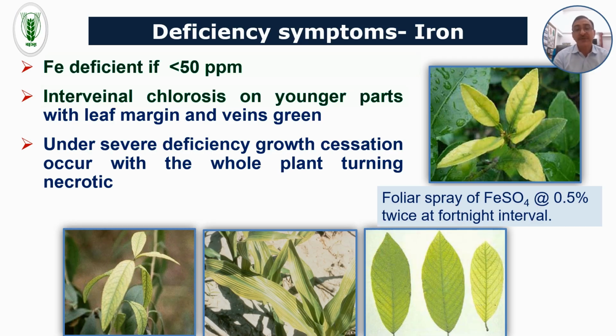We can see the leaf tip here for maize. In the beginning itself, as the leaf is coming out, the deficiency symptom is already there. So it's very easy to identify the deficiency of iron in the field condition.